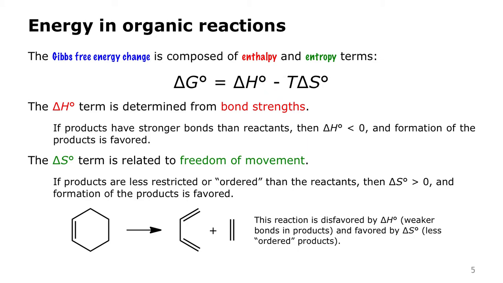There are ways of qualitatively assessing whether there would be a positive entropy change or a negative entropy change. Generally speaking, if you have a reaction that goes from 1 mole of reactant to 2 moles of products, that's going to increase the freedom of movement because you're generating more particles from fewer particles, and you would have a favorable delta S for that reaction going forward.